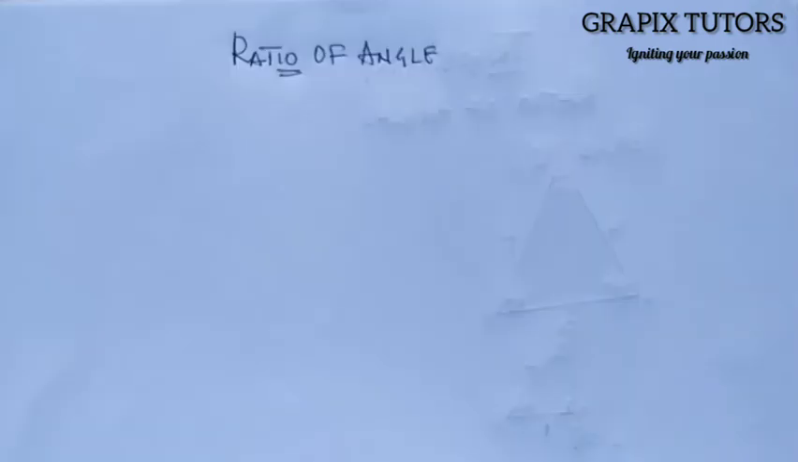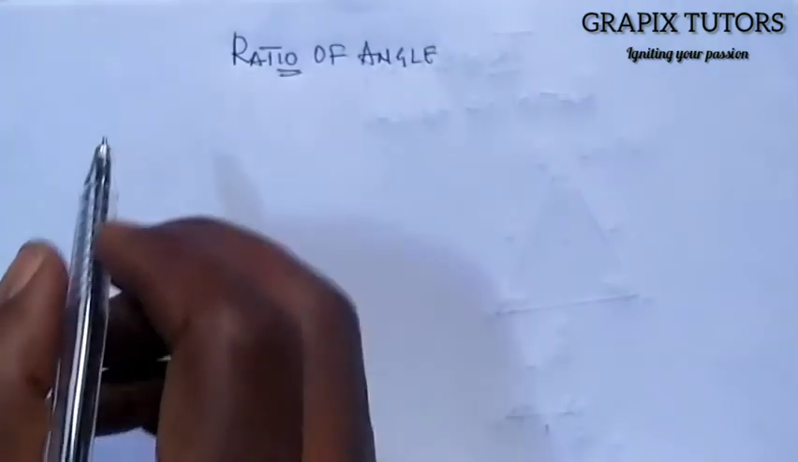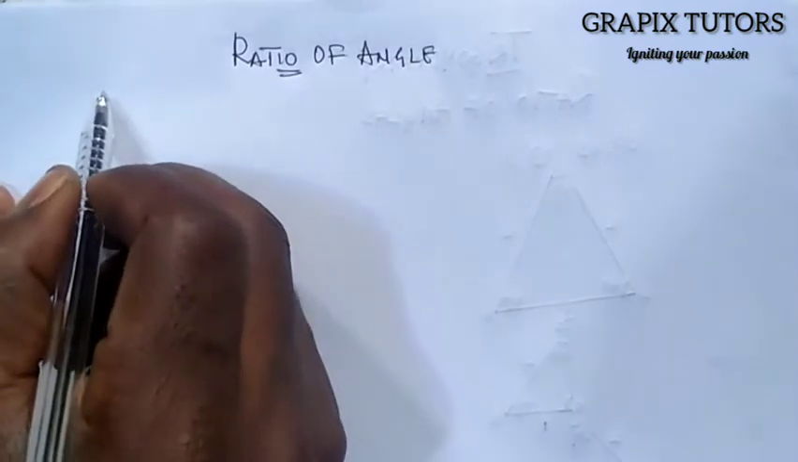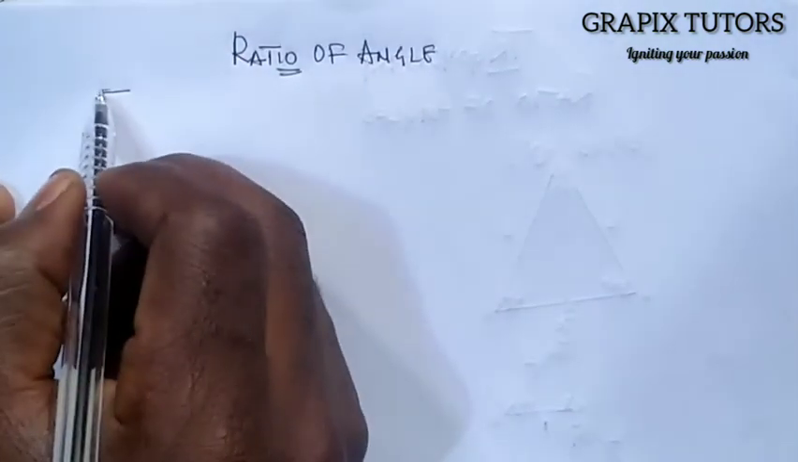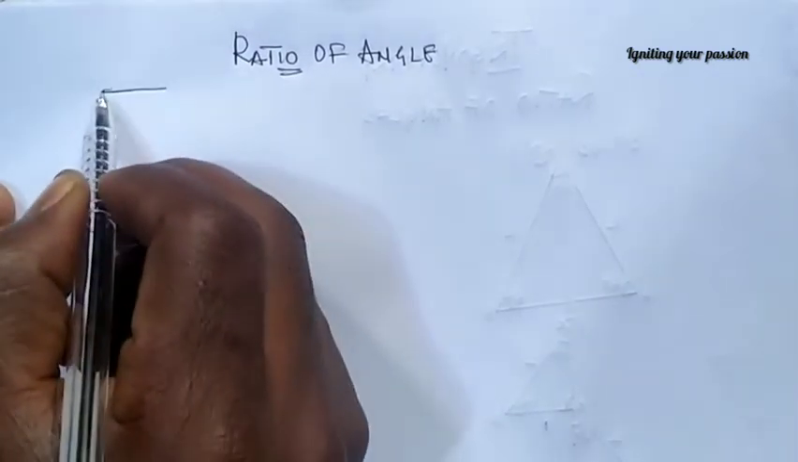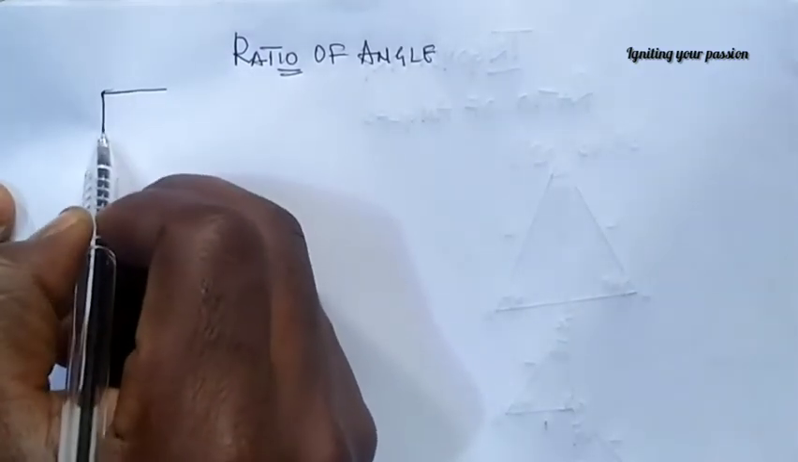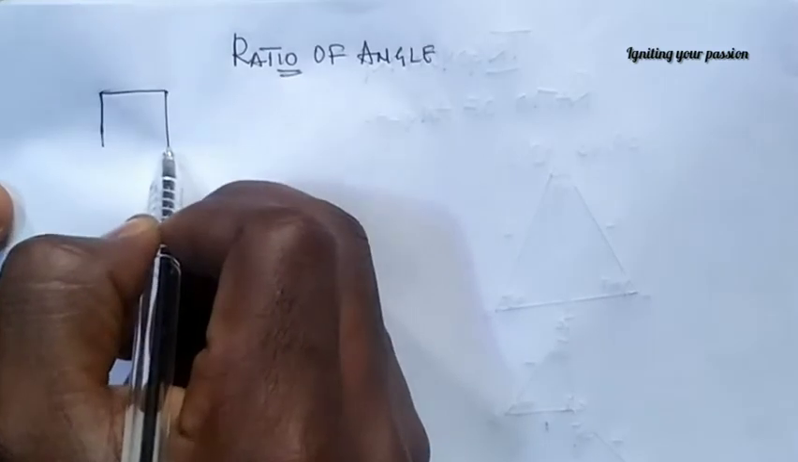Now we want to calculate for what? Angle 45. So we are going to be considering a square. We know that a square has all its sides equal. A square has what? All its sides equal.